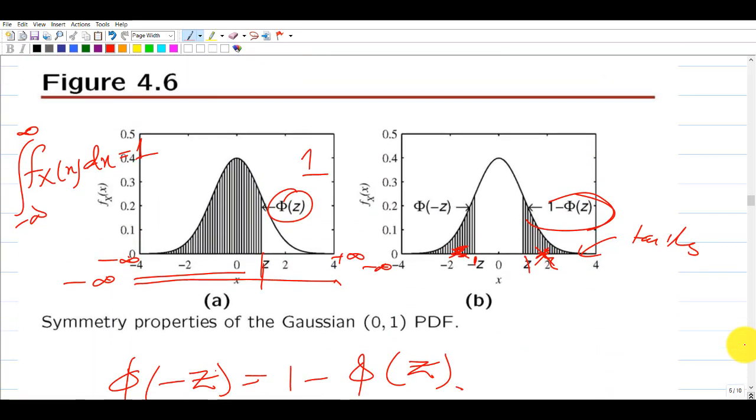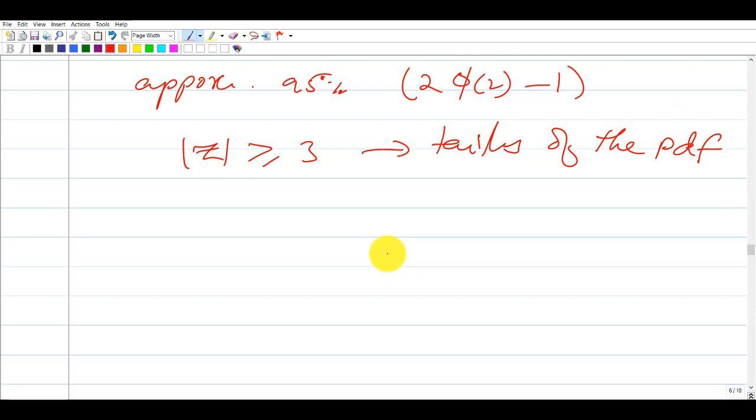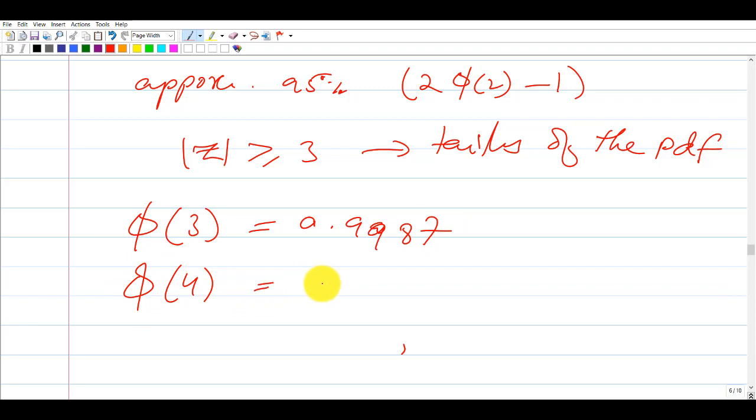As we can see, the tails of the PDF, the values of these numbers are very small. Somewhere here would be minus 3 and somewhere here it would be 3. That's a very minute, small number, although it would not be zero, maybe up till infinity, but approximately zero. If we directly calculate phi of 3, it would be approximately 0.9987, and similarly phi of 4 would be approximately 0.9999768. So that is not actually practical.